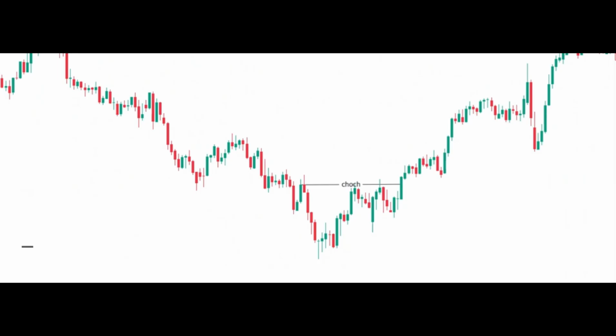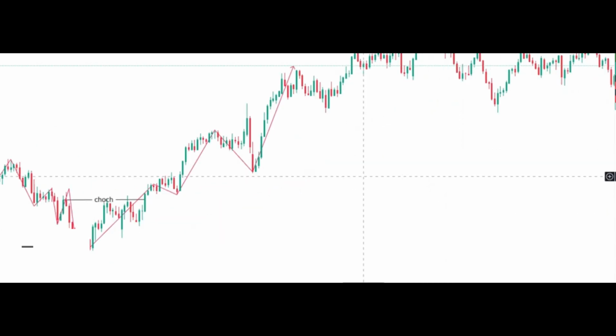Let me give you an example on a live chart. Now, like here, the market was coming down like this. It gave us this last low. It came up and it broke this high, creating this change of character. So here it started going up, creating higher highs, higher lows, higher highs, higher lows, the way you're seeing here.